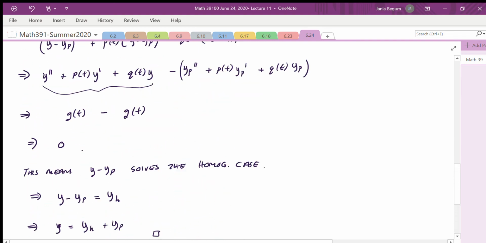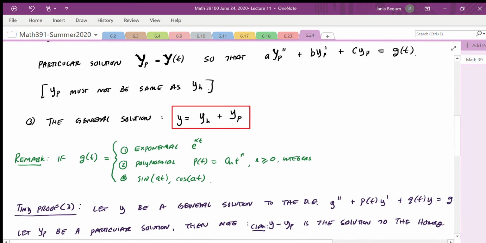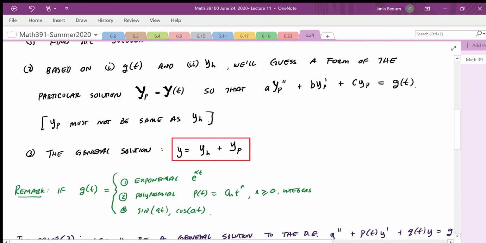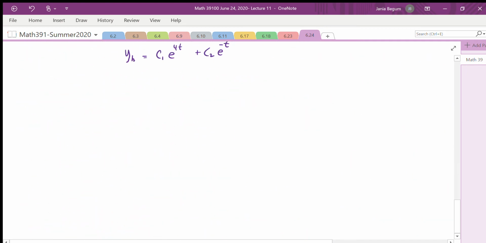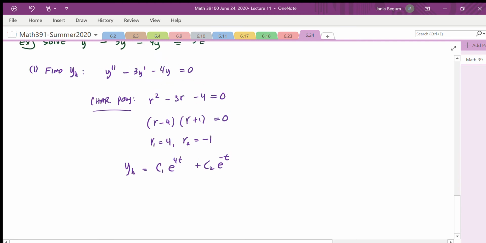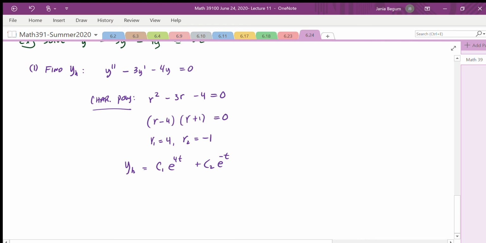Now what was the second step? The second step is, based on g of t and based on yh, we're going to guess the form of the particular solution. Okay? So this is the time when you want to guess. So let me show you how you're going to guess. I should box this. So here's the solution to the homogeneous. So step 2, we're going to guess yp.